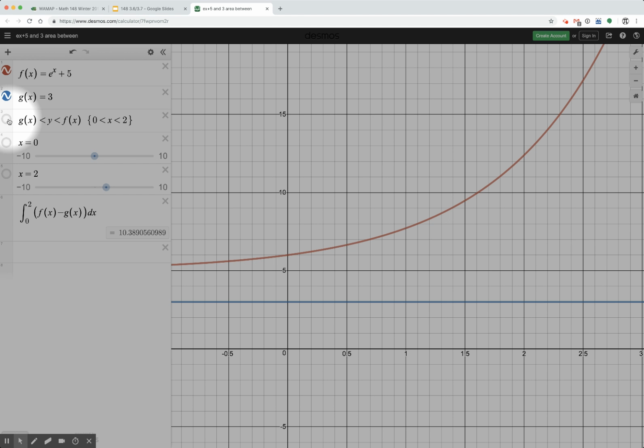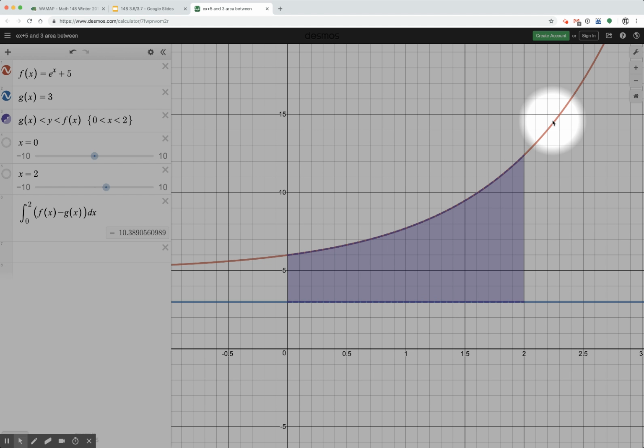So this button here will turn on this shading. Now notice that these two functions do not intersect on this region, and that is okay. In a previous video, we said we may need the intersection points to find the limits of integration, but they're not 100% necessary here. As you can see here, there is an area between x equals 0 and x equals 2 that lies between those two graphs, which is here shaded in purple. So that's the area that we are after.